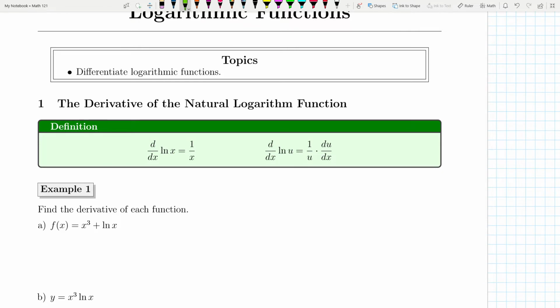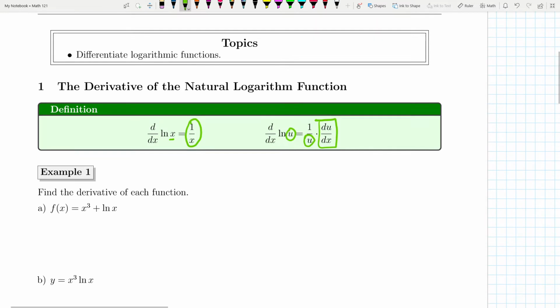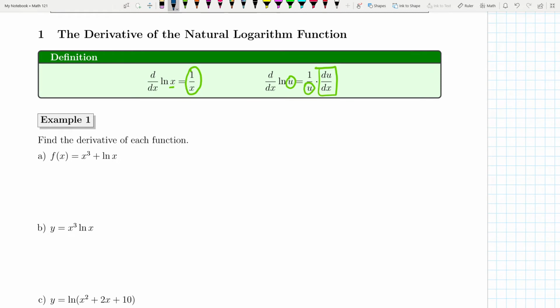The really basic case is when we differentiate the ln of x, whose derivative is simply 1 over x. However, when this logarithmic function is composite, this u could be just any other expression depending on the variable, in this case x. So that's 1 over whatever that u is, times the derivative of that quantity inside parentheses of the logarithmic function. So let's look at some examples.